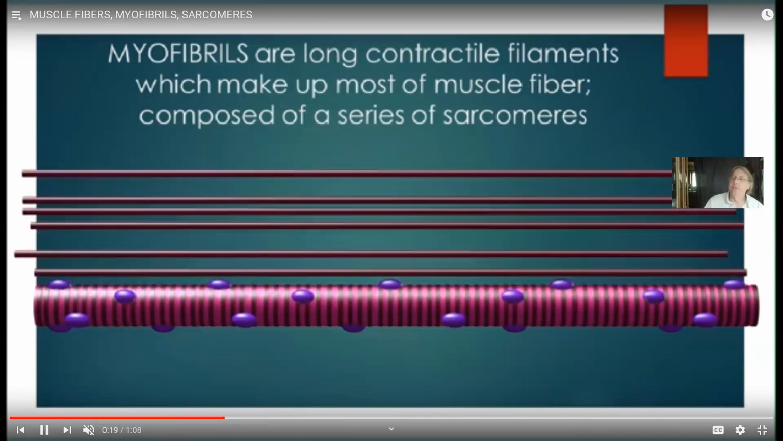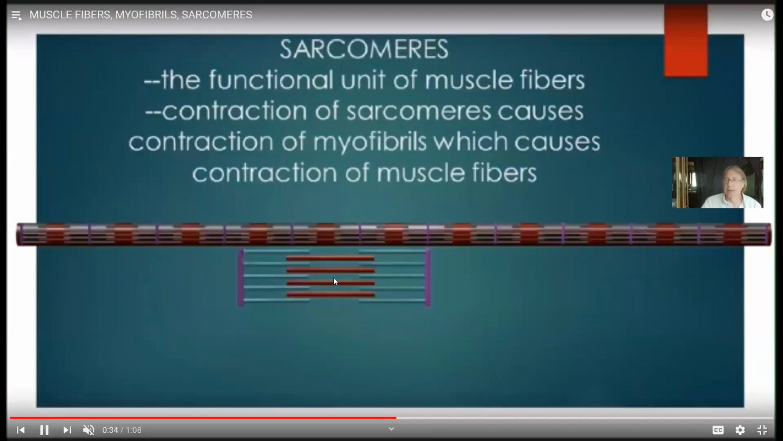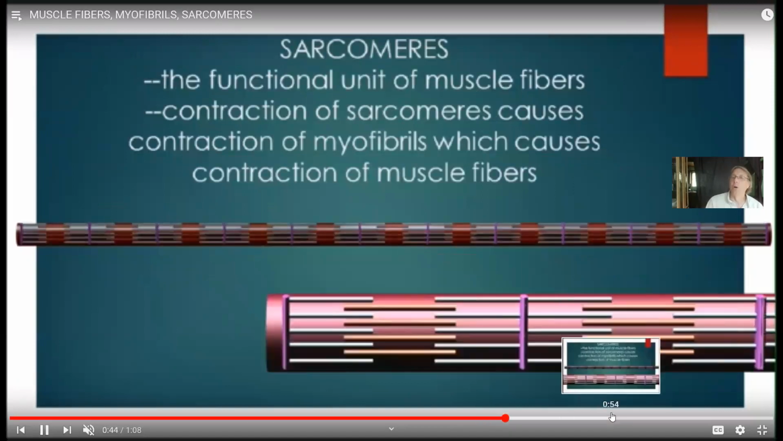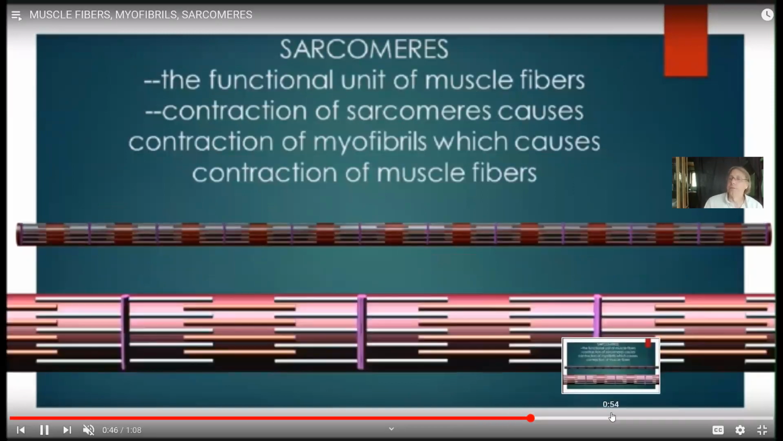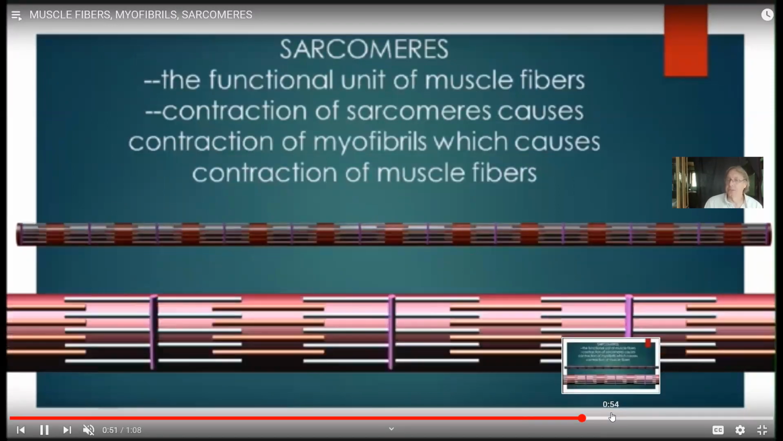And myofibrils then have a repeating organization. This repeating organization is what is known as a sarcomere. The sarcomere then becomes the functional unit of this muscle cell. So notice that here we have a sarcomere and next to another one, next to another one, next to another one. And then all of these sarcomeres together, they compose a myofibril. And then all of the myofibrils wrapped in the cell membrane, that forms a muscle cell.